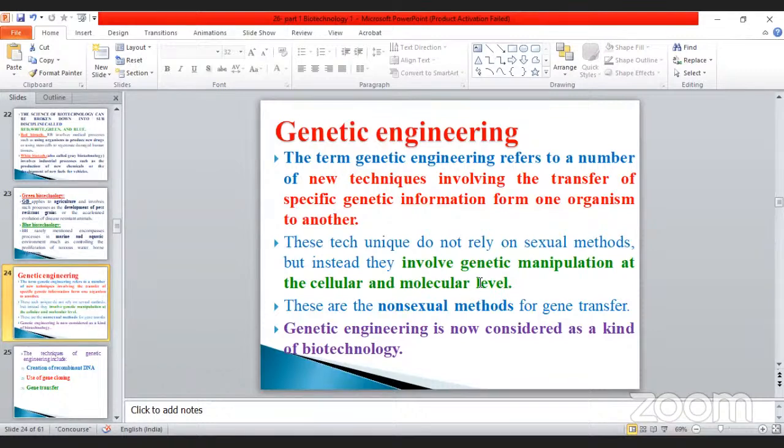The molecular level, as we already discussed, means DNA as well as RNA molecules. But these are non-sexual methods. Once again, I repeat that this is a very, very important point. Non-sexual method: in the question, which one of the following is a non-sexual method, they may give options, and genetic engineering is among them. So you have to identify genetic engineering as the non-sexual method. It is also one of the kinds, a branch of biotechnology.